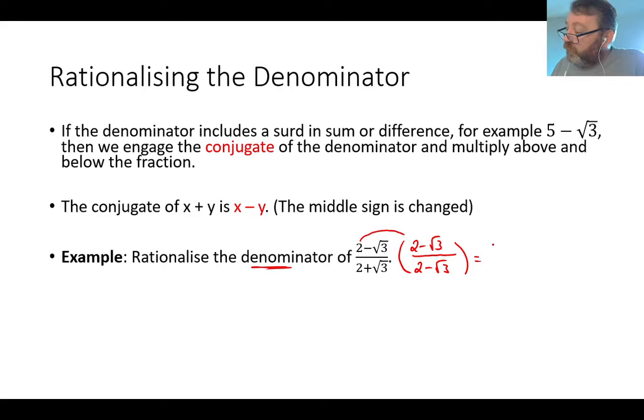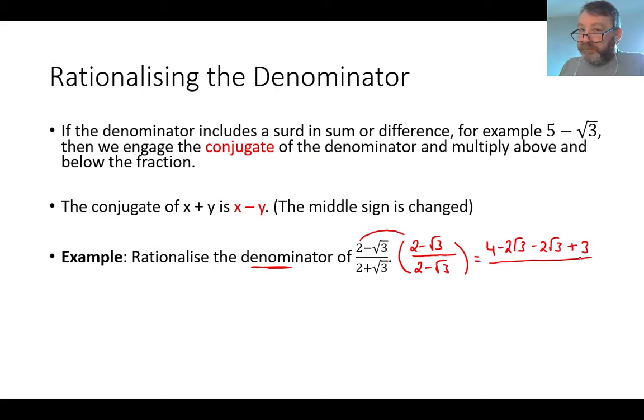And let's do our multiplication. 2 times 2, 4. 2 times minus root 3, minus 2 root 3. Minus root 3 times 2, minus 2 root 3 again. And minus root 3 by minus root 3 is plus 3. Okay, so do your signs first. Minus by minus is plus. Root 3 by root 3 is 3. So there's your top line done.